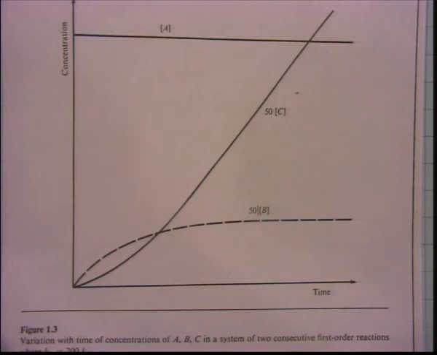Concentration of C is not more than concentration of A. It is 50 times concentration of C which is crossing the A curve, and A is almost stationary. So, that is what is happening when K2 is much larger than K1.